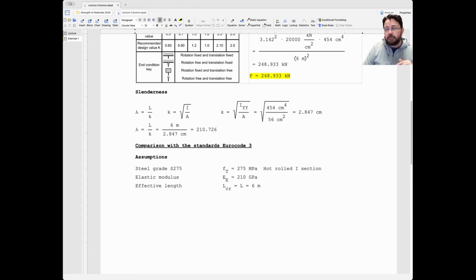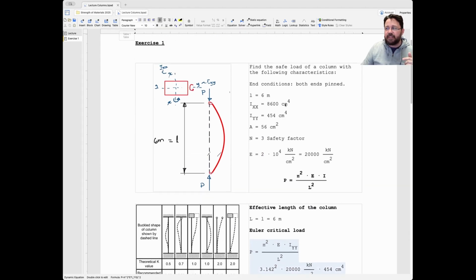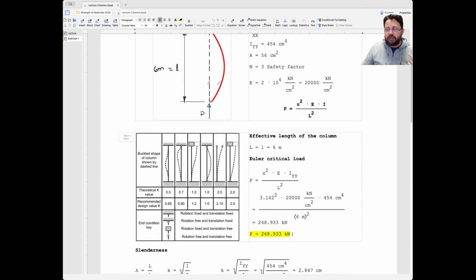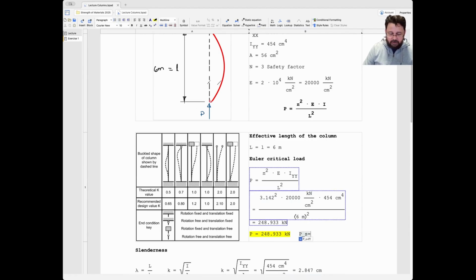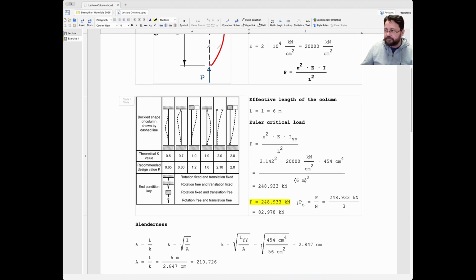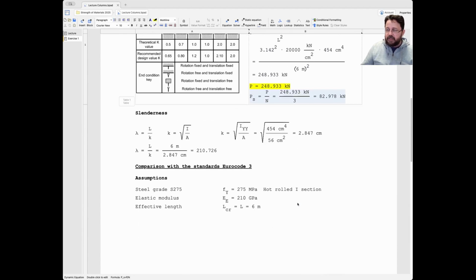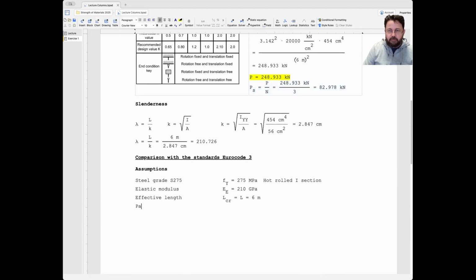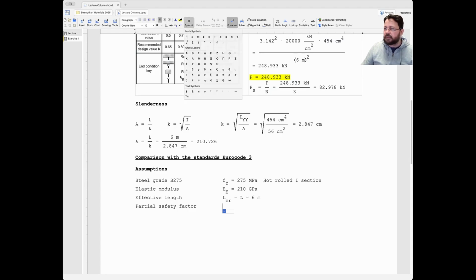But now in Eurocode, they don't just easily give you a safety factor of 3, like in this case. This is not the safe load, because the safe load would be exactly this divided by n. So this is not the case. Instead, there's a safety factor you should use, but it's called the partial safety factor. And the letter for that is gamma.